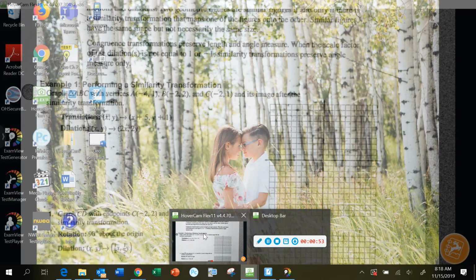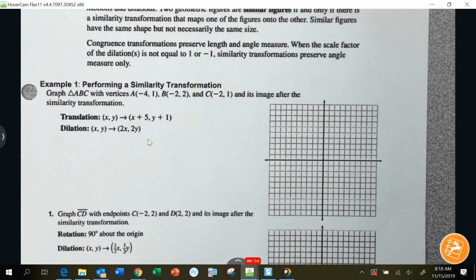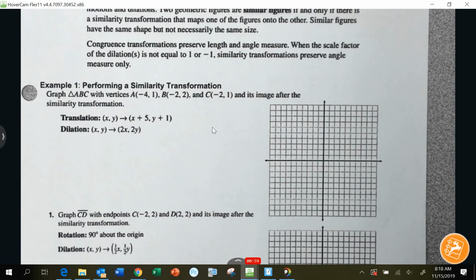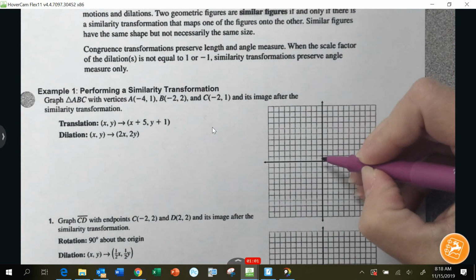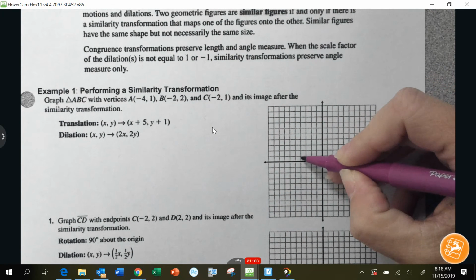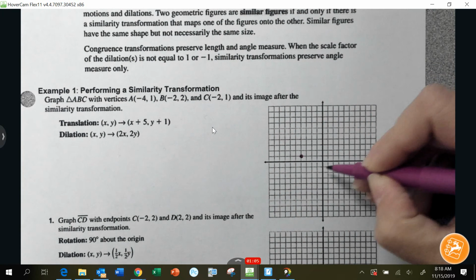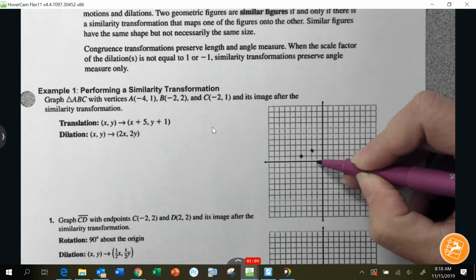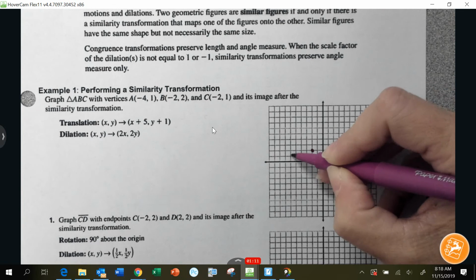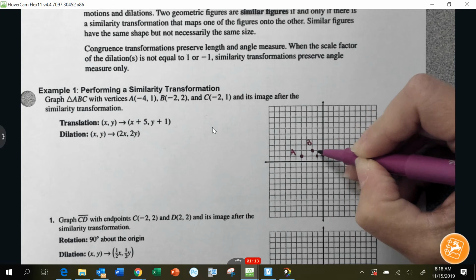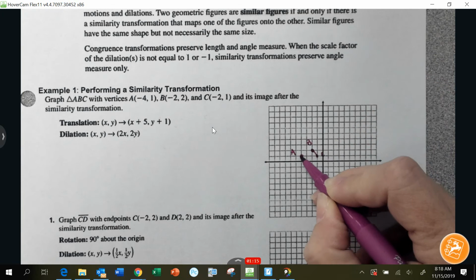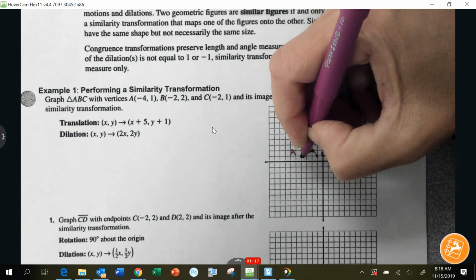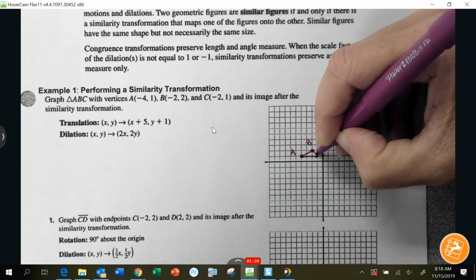So if you have not done this already, go ahead and graph ABC. Do you have a pencil I can draw? Mm-hmm.